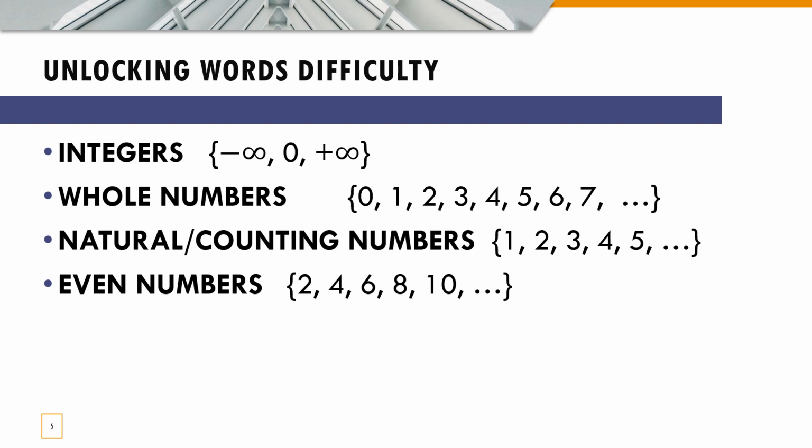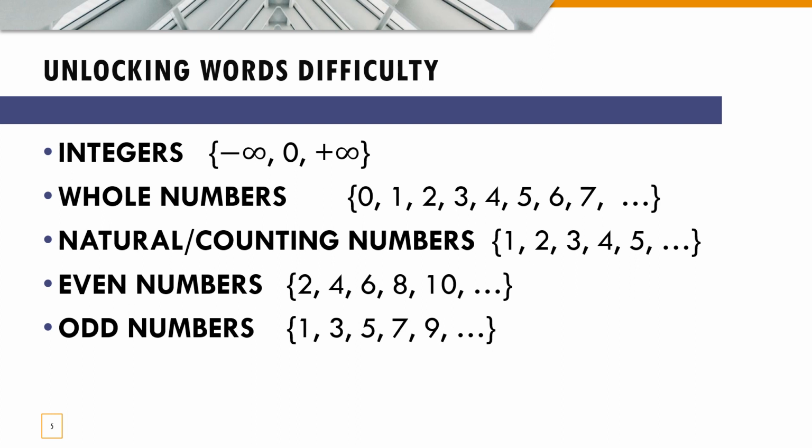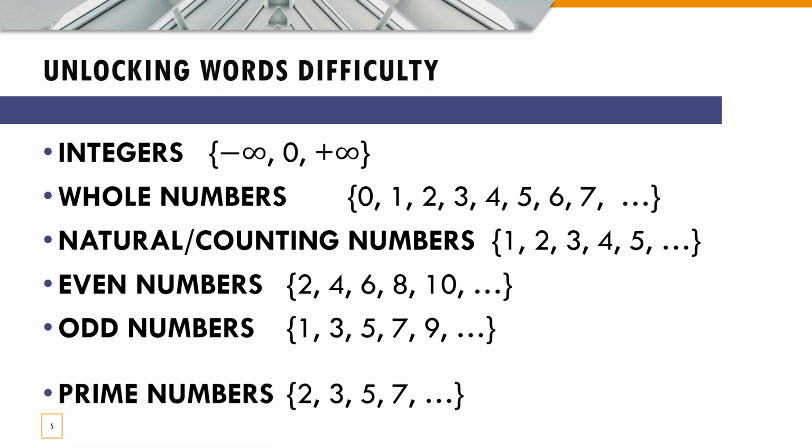Even numbers. So we have 2, 4, 6, 8, 10. Of course, we will have 12, 14, and so on. If we have even numbers, we also have the odd numbers. Baga kabaliktaran ng even si odd. So odd numbers, we have 1, 3, 5, 7, 9, 11, 13. So those are the odd numbers.